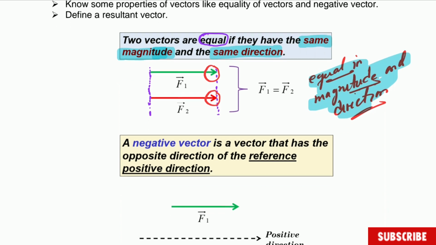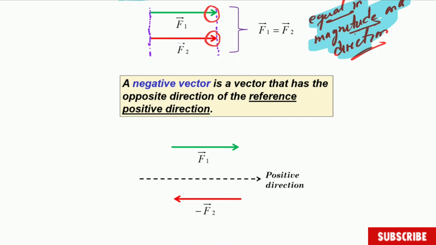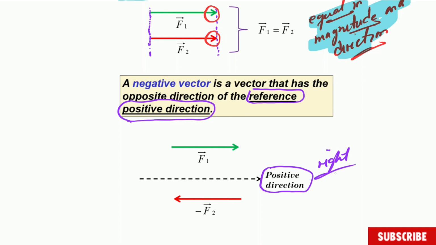Now, another definition, and to me one of the most important, where learners attempt to make mistakes, is: what is a negative vector? A negative vector is a vector that has the opposite direction of the reference positive direction. Now, the reference positive direction is a direction that is taken by convention. So it means that this direction was taken by the person studying this problem. For this specific person, who could be the teacher, the learner, or anyone, say the right, for instance, is a positive direction.